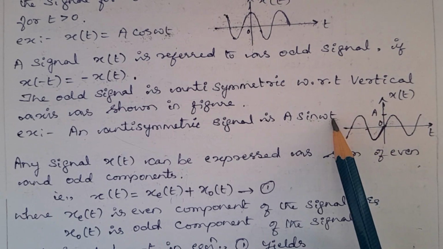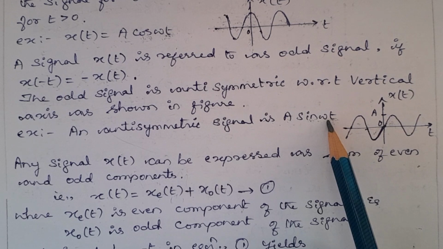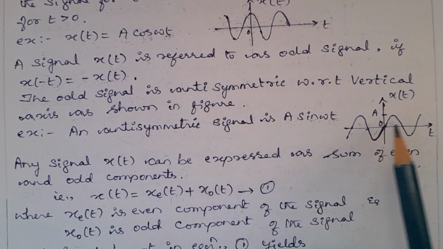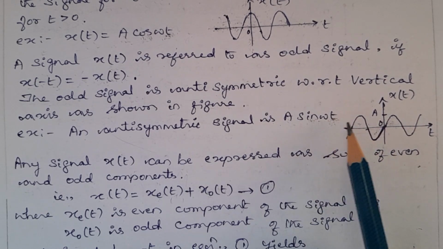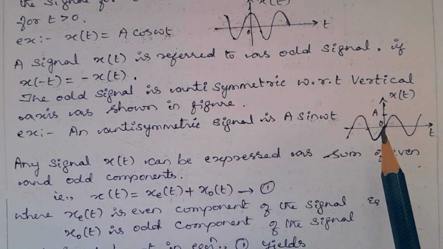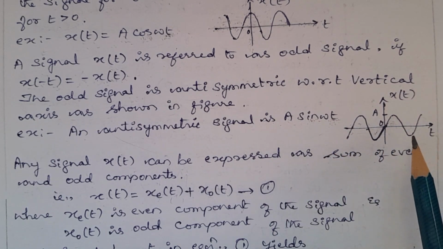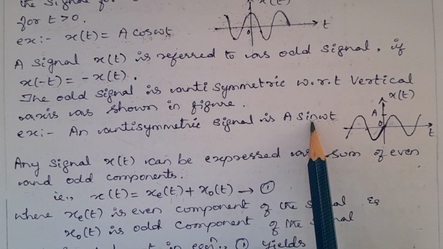So if t is greater than 0, positive, so sine of omega t will be sine omega t only. If t is less than 0, meaning t value negative, sine of minus omega t equals minus sine omega t. We know the formula sine of minus theta equals minus sine theta. So therefore sine wave is the odd signal.